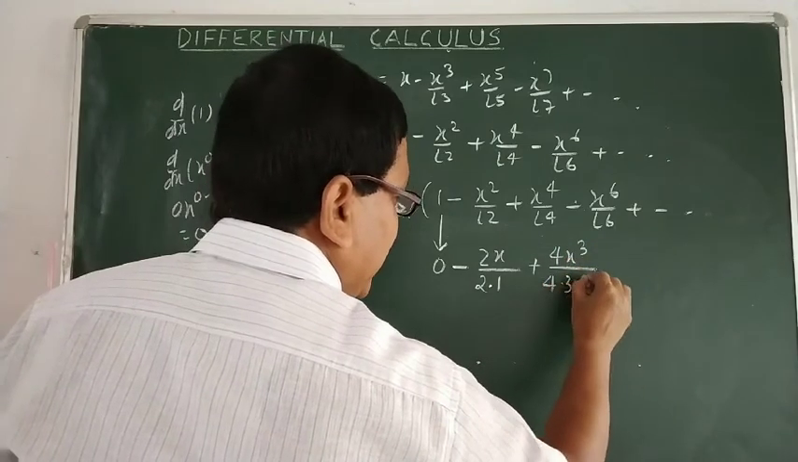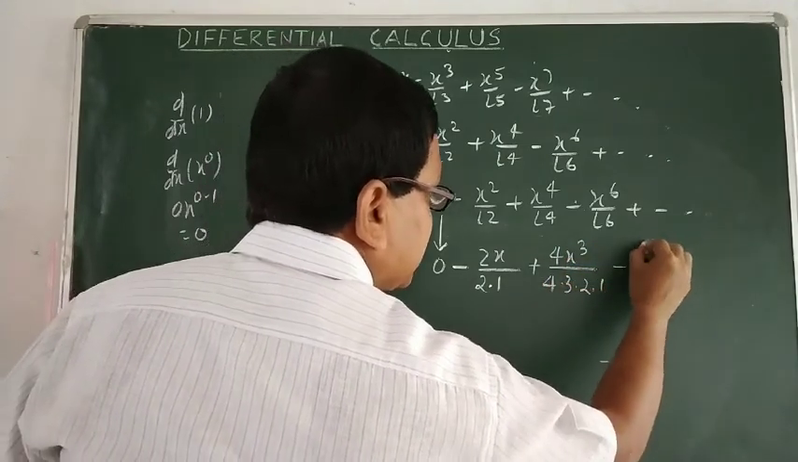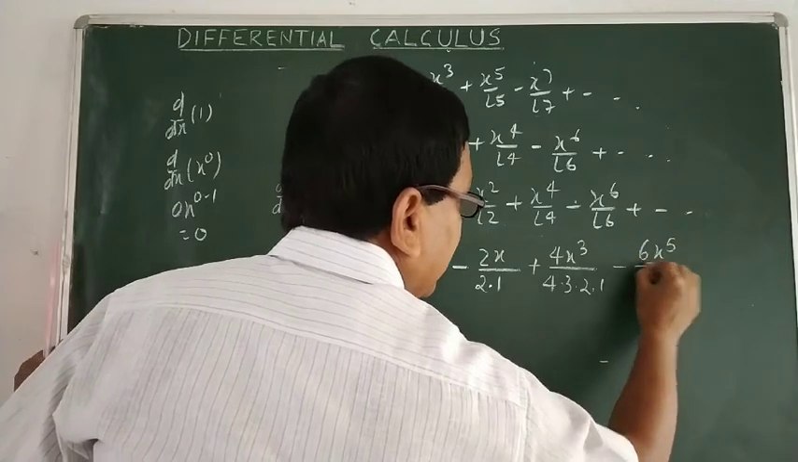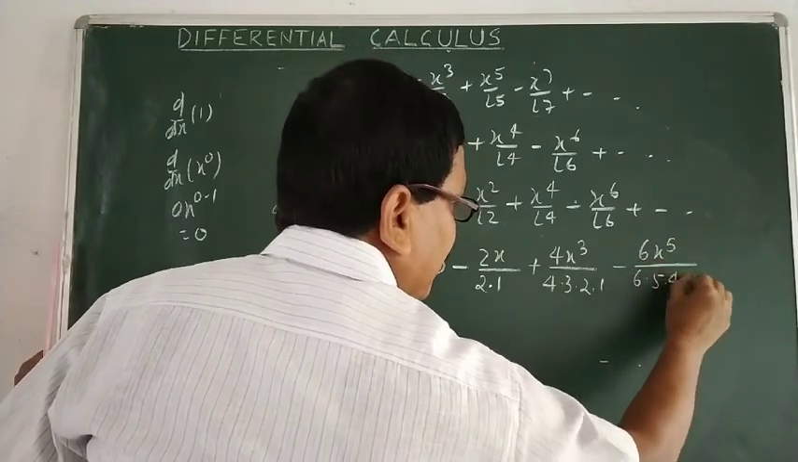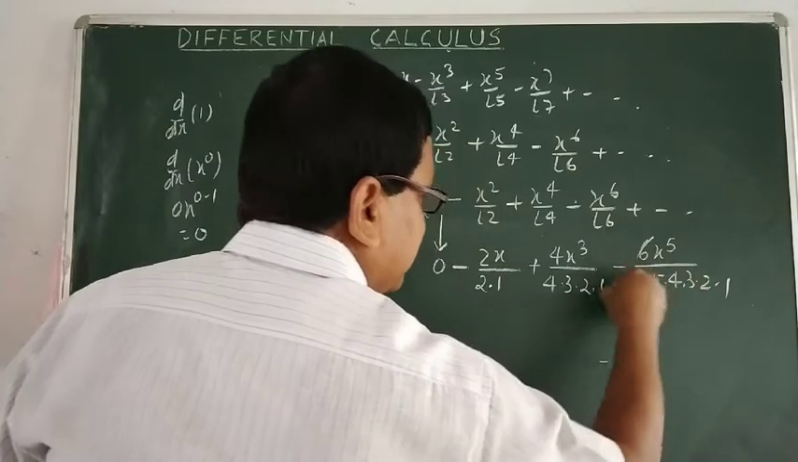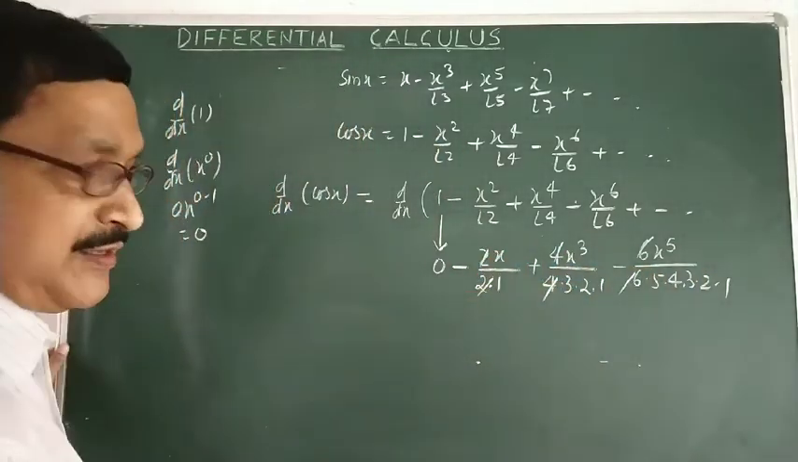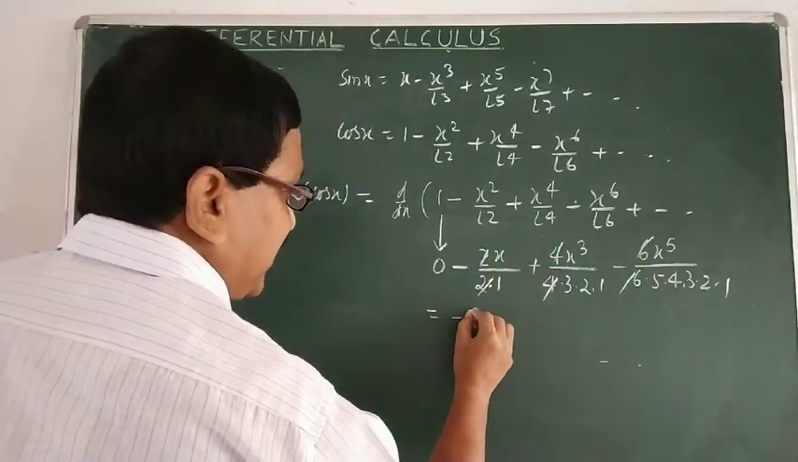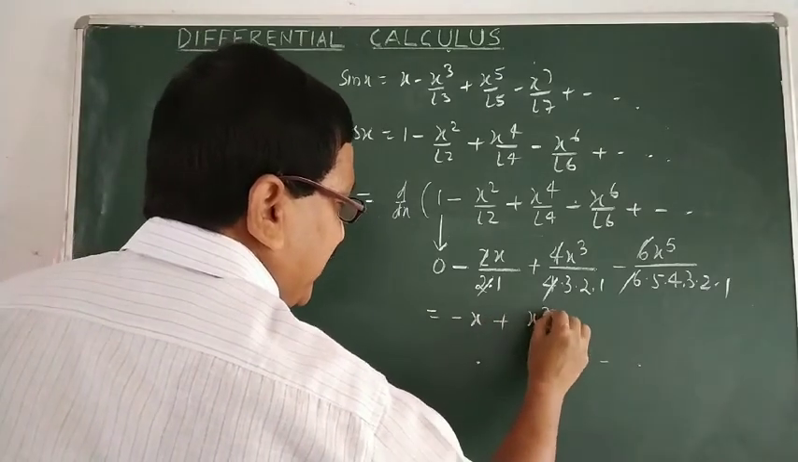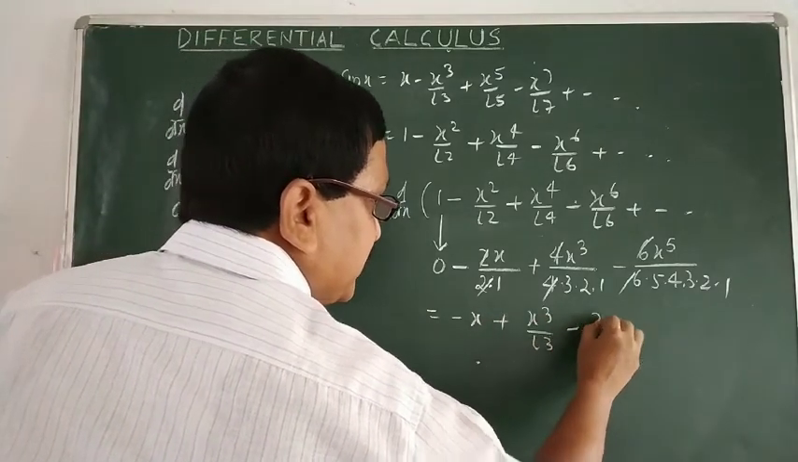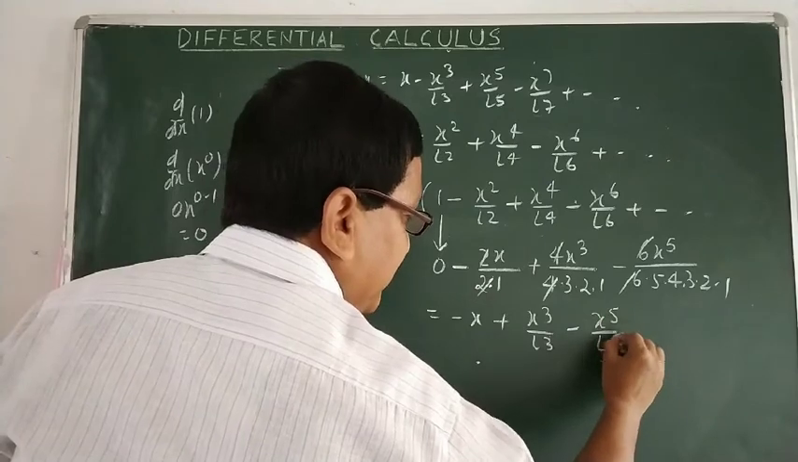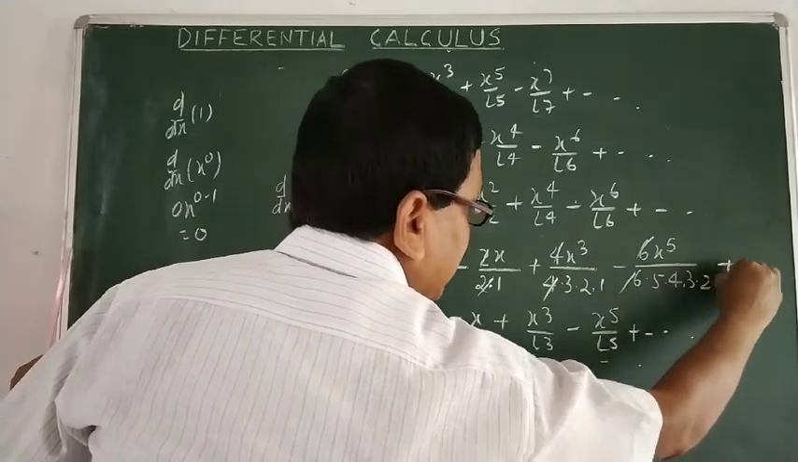Over 4, 3, 2, 1, minus 6x to the power 5 over 6, 5, 4, 3, 2, 1. 6 and 6 cancel, 4 and 4 cancel, 2 and 2 cancel. So we are left with minus x plus x cube by factorial 3 minus x to the power 5 by factorial 5 plus and so on.